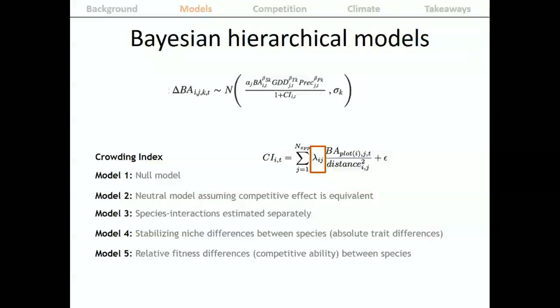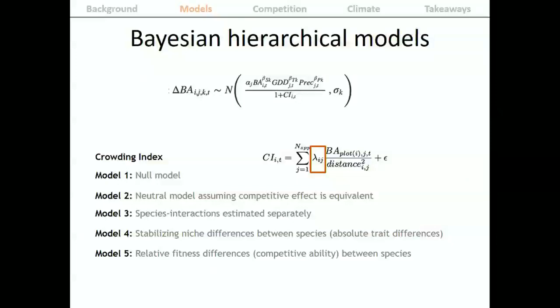So we can look at the absolute differences between these two traits, SLA and wood density. And that's the stabilizing niche differences between species, so that they're different enough to coexist. And then we can also look at relative fitness differences, or hierarchical trait differences, between species, where we just look at the actual differences between the two species, the focal individual and its neighbor. And then we can sum that across, and that becomes our crowding index for these species.